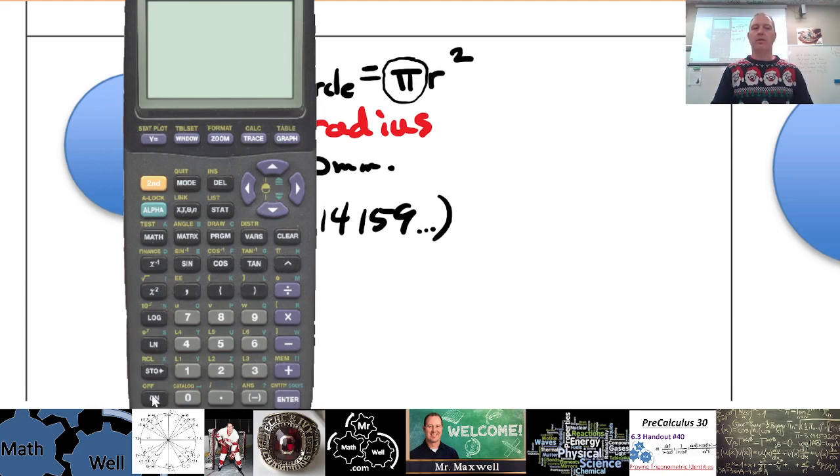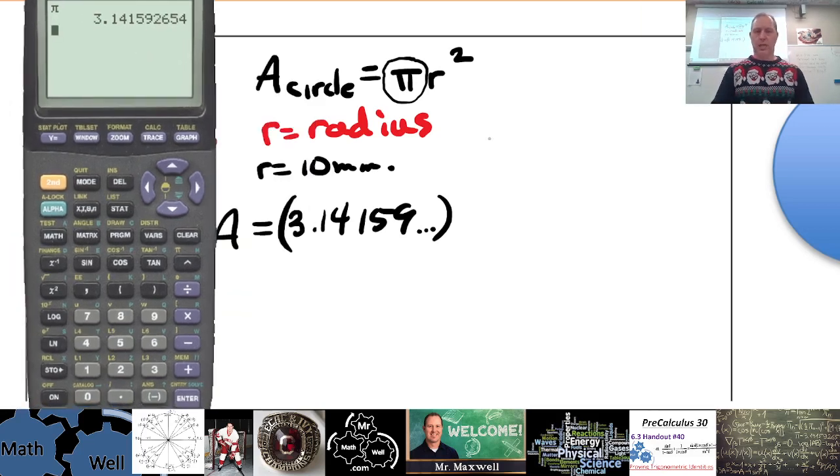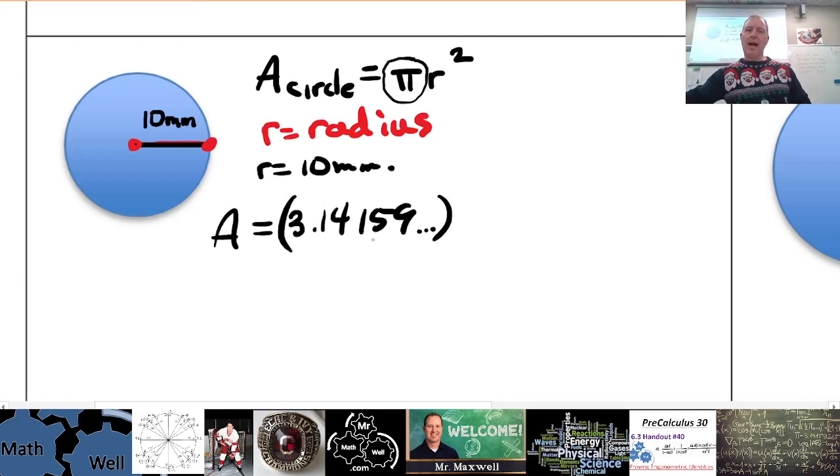All right, now let's turn this on. Okay, so check this out. Second function pi. If I hit equals, you see it gives me as many of the decimals that can fit on the screen here. So that's what pi is, 3.14. And if you don't have a pi button, then you can use 3.14159. That'll get you pretty close to an accurate, precise number. But you should use your pi button when calculating this. So let's go back to the drawing board here. Pi times the radius, or 10, squared.